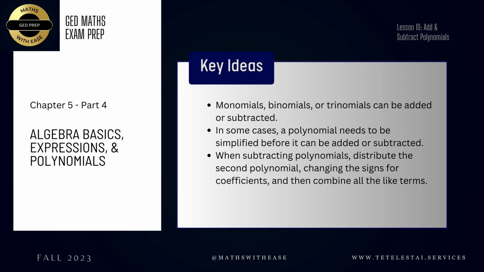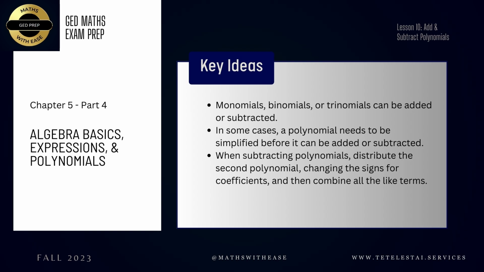A binomial, bi means two, so a binomial is a two-term polynomial. And then a trinomial is a polynomial that has three terms. And then poly means many, so a polynomial is a mathematical expression with many terms.